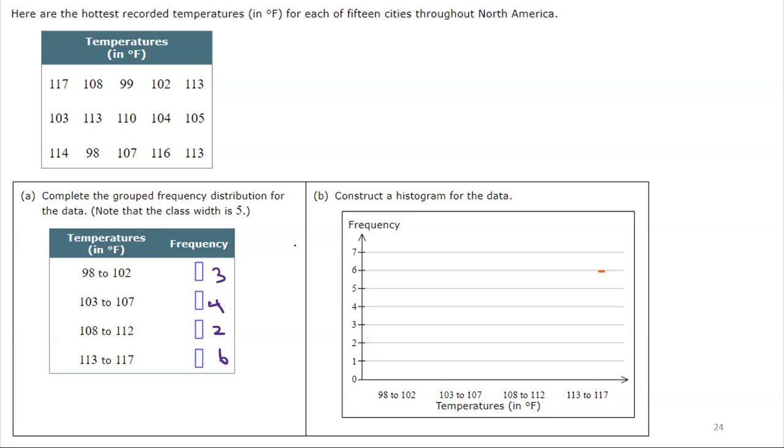And then to draw our histogram, I just like to mark the highest number for each of the bars first, but you can do whatever is easier for you. So 3 for the first one, 4 for the second one, 2 for the third one, and 6 for the last one. And I just draw my bar graph there.